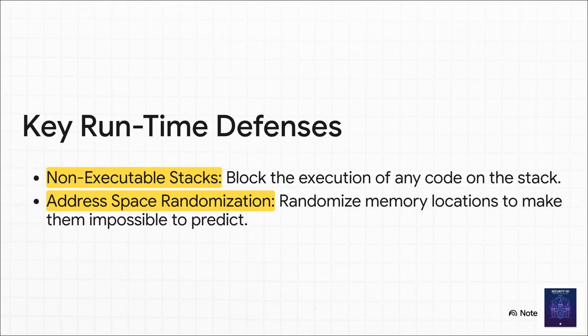Then you have the runtime side, where modern operating systems have some really powerful tricks. One is a non-executable stack, which basically makes the stack memory area a no-code allowed zone. So even if an attacker gets their shellcode in there, it's not allowed to run, period. Another huge one is address space layout randomization, or ASLR. This just constantly shuffles where everything is in memory. It makes it practically impossible for an attacker to guess what malicious address they need to write to take control.